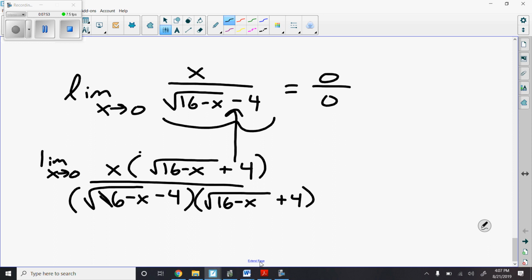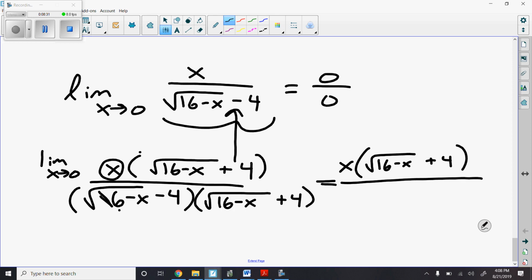Conjugates are an effective way to rationalize. They get rid of a square root. And when we FOIL this thing, it ends up being really simple. So here's what we do. First off, that x on top, that's one of the things I'm trying to cancel. So I'm going to leave the top factored out like that. I'm not going to distribute this x right here. I'm going to leave it as x parentheses root 16 minus x plus 4.